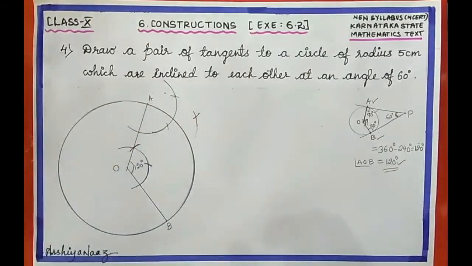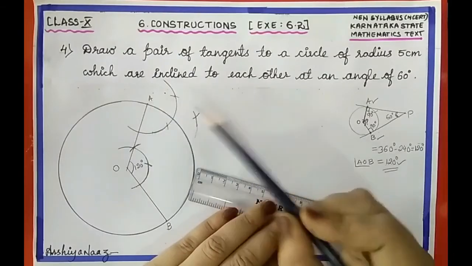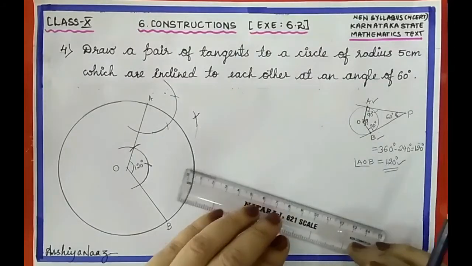Similarly from this point, cut the arc. Now draw a line passing through the point A and the point of intersection of the arcs. Draw it carefully.